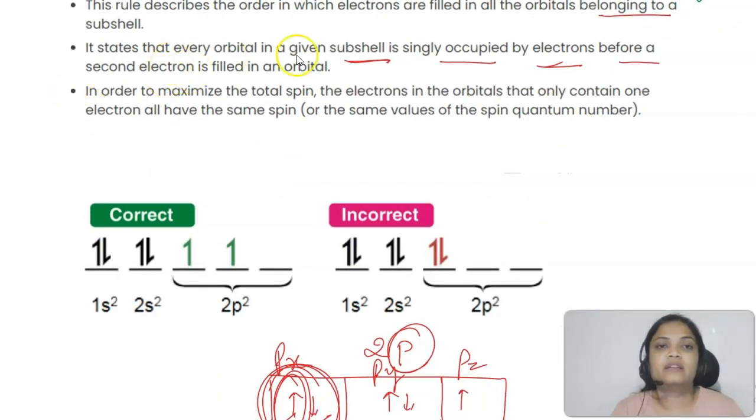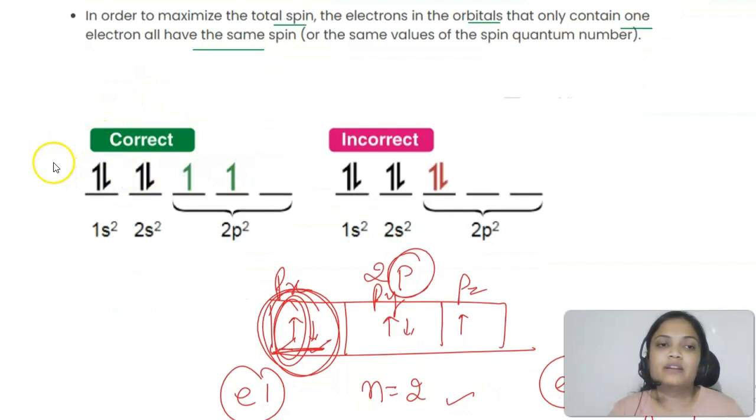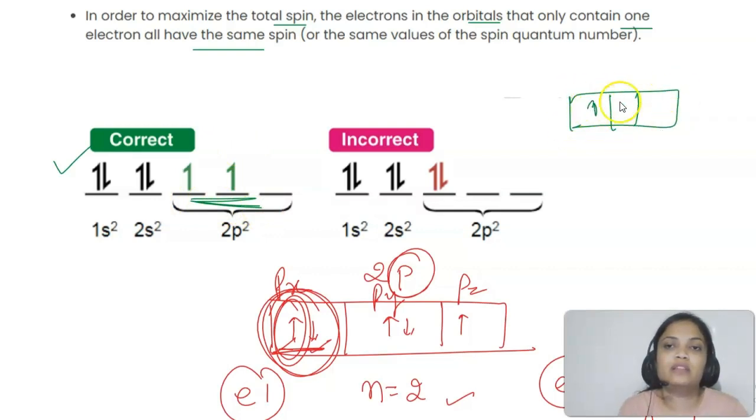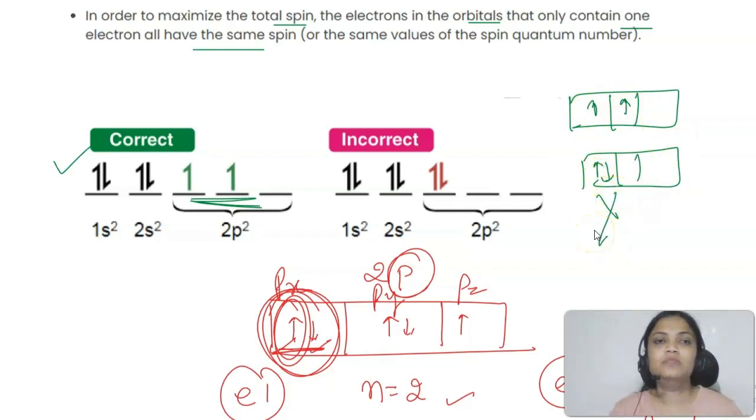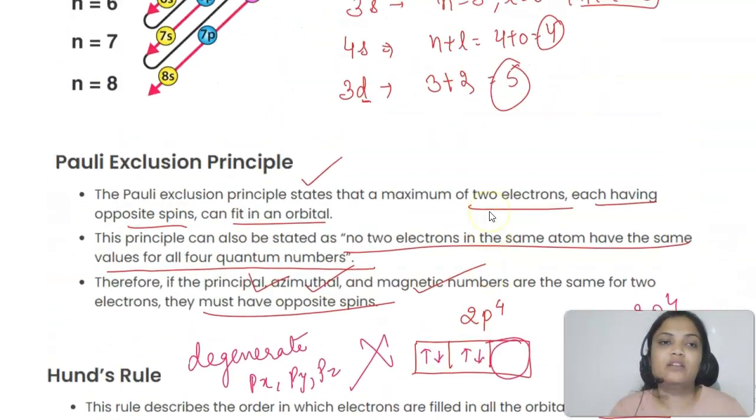See here, in order to maximize the total spin, electrons in the orbitals that contain one electron will have the same spin. Like if they are all clockwise, we will first fill all the clockwise, then anti-clockwise. So this is the correct way of filling the electrons. Like for 2p2, if I have to fill 2p2, both the electrons will go like this, and I cannot put both together here. This is wrong. So this is how, students, the electrons are filled.